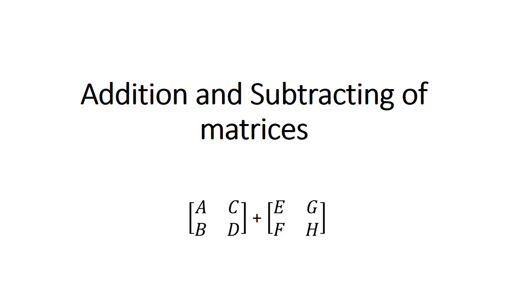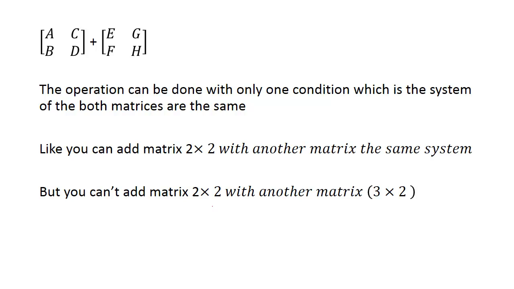But like any math problem, we have some condition to make the addition and subtraction happen. First, we need to make sure that both matrices are the same system. So like we said, the system is the number of rows multiplied by the number of columns, like this one.